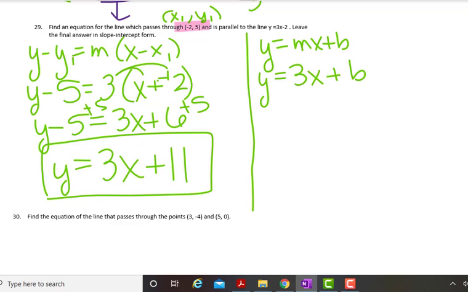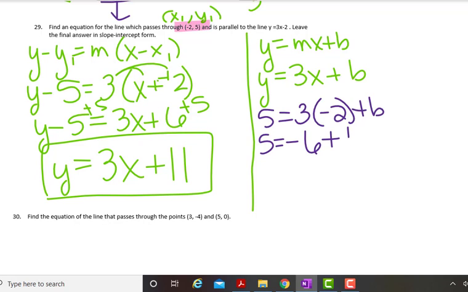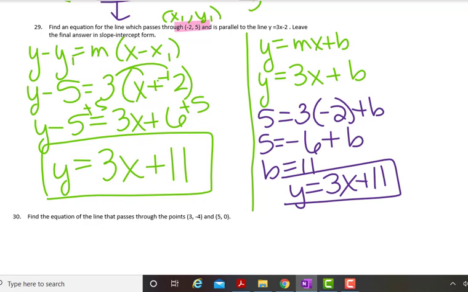So for y, I'm going to take the 5 from the point, is equal to 3 times a -2 plus b. Now notice that the only variable that remains now is the b. So we're going to go ahead and solve for it. So 5 is equal to -6 plus b, or b is equal to 11. Now that I know that b, which is my y-intercept, is 11, I can just feed it into the original equation, and I also get y is equal to 3x plus 11. Either method is correct in finding the equation of this line.